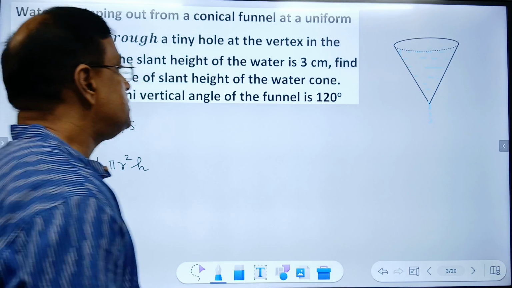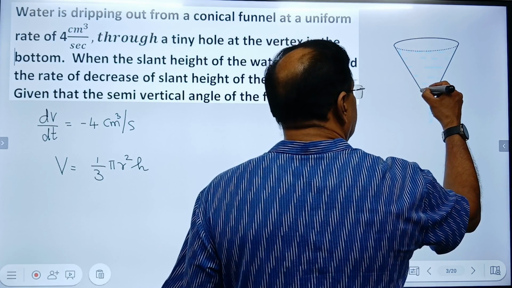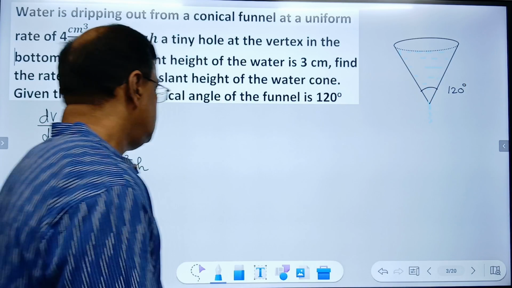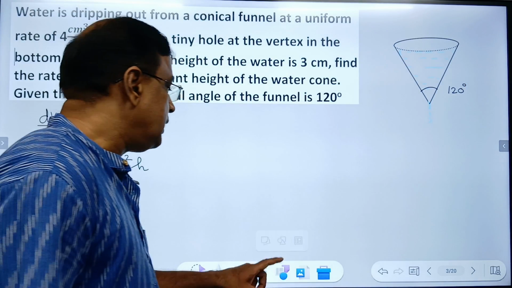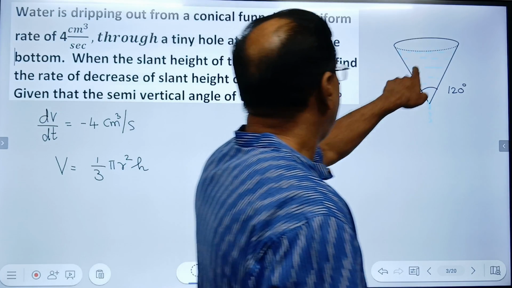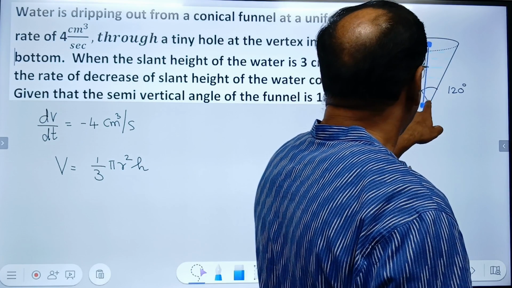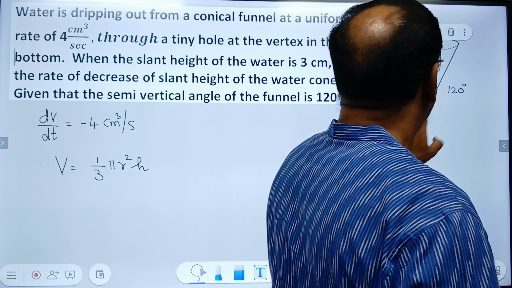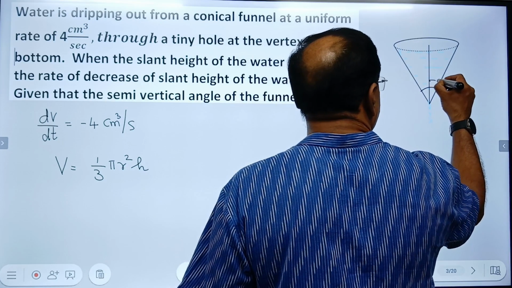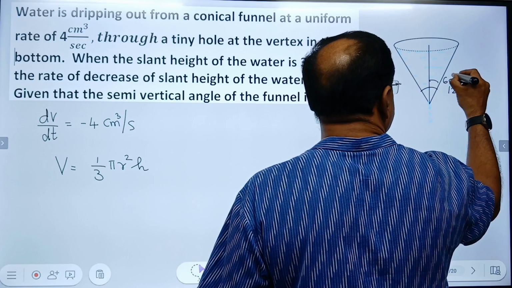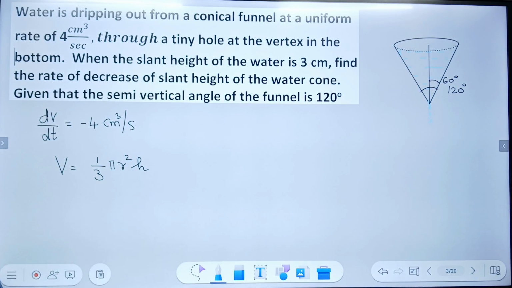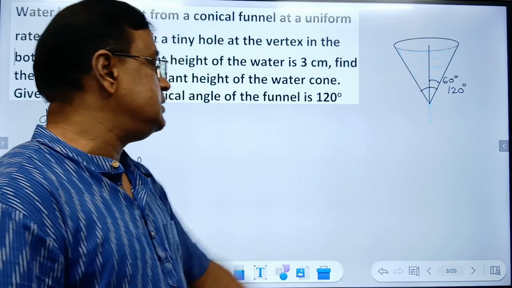What other information is given in the question? The other information given is that the vertical angle is 120. This is called the vertical angle. If that is the vertical angle, then what is this angle? Well, I call this the semi-vertical angle. It's a right circular cone, so it is a semi-vertical angle. So this will be 60 degrees. The vertical angle is 120, so the semi-vertical angle is 60 degrees.